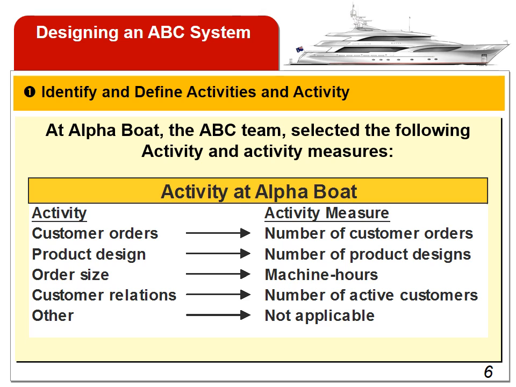In the Alpha Boat, the ABC team selected 5 corresponding activity measures. Customer orders: the activity measure is number of customer orders, transaction driver. Product design: the activity measure is number of product designs, transaction driver. Order size: the activity measure is machine hours, duration driver. Customer relations: the activity measure is number of active customers, transaction driver.